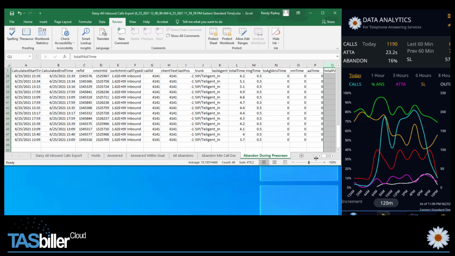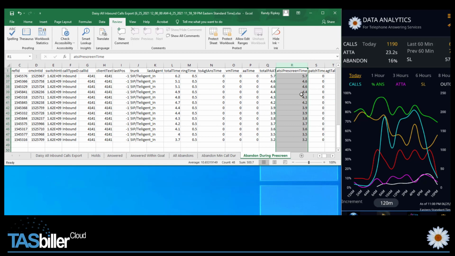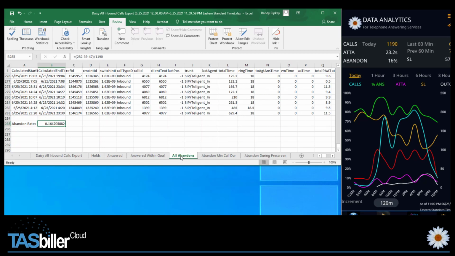And this is where, I'm going to slide this over just a little bit so you can see it. The ATSI pre-screen is greater than 0. So for the calls that abandoned that had pre-screen time, we had 47 of those. So back to our abandon calculation, we're taking the 282 total abandons, subtracting those that abandoned because the call duration was less than 5 seconds, and also subtracting those that abandoned during the pre-screen, divided into the total number of calls that hit our switch. I'm getting 16.47. Daisy is showing 16% here. So that's matching up real nice.